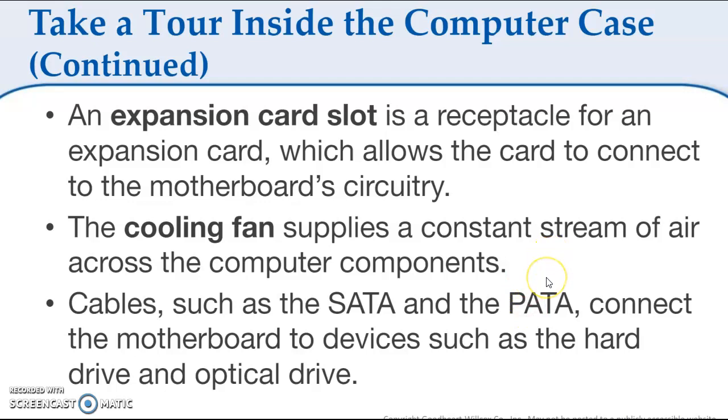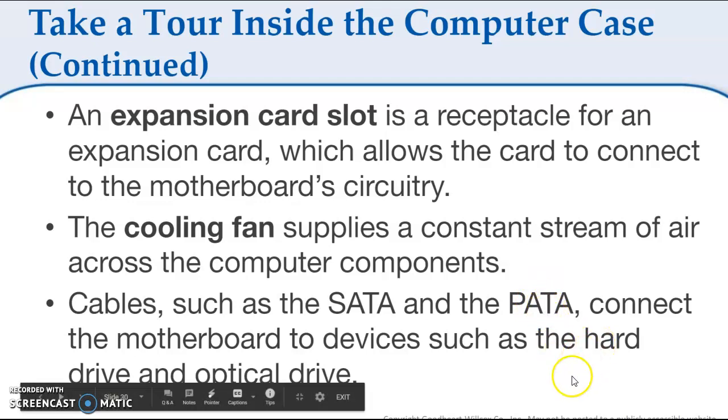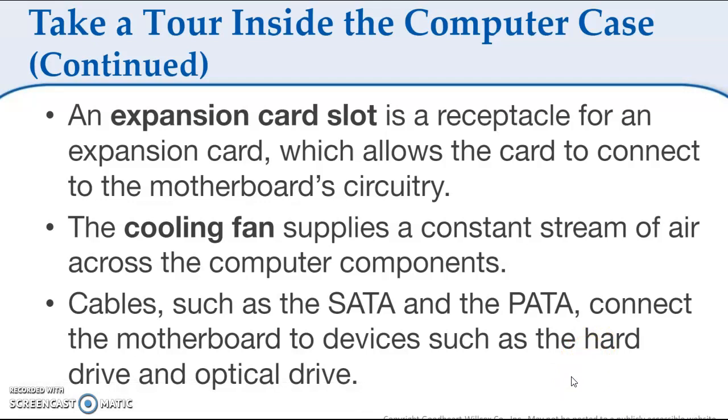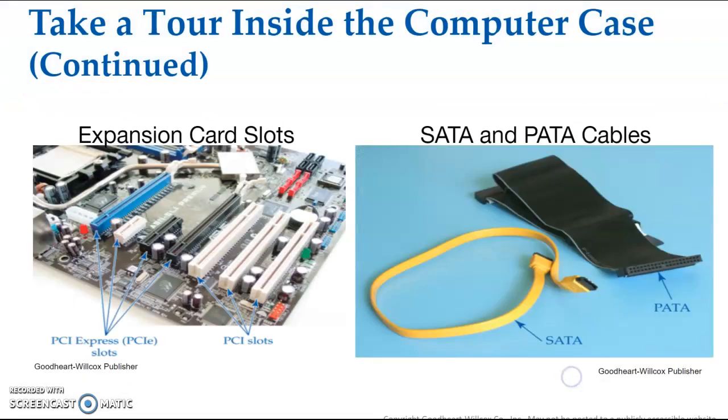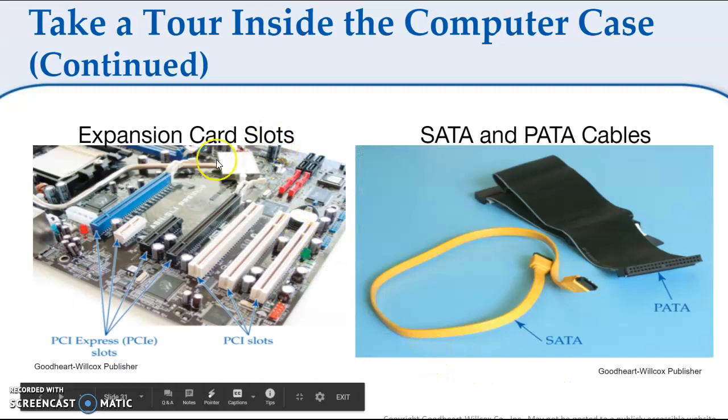Cooling fans are necessary because they provide a constant stream of air that keeps the computer cool so it doesn't overheat. Cables such as SATA and PATA connect the motherboard to devices such as hard drives and other optical drives. Now, the expansion card slots, see the arrows here. PCI slots are all throughout the motherboard and can house many different expansion cards and different data cables, PATA and SATA, SATA being the more common nowadays.